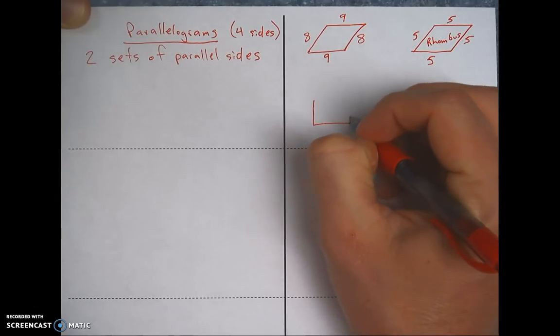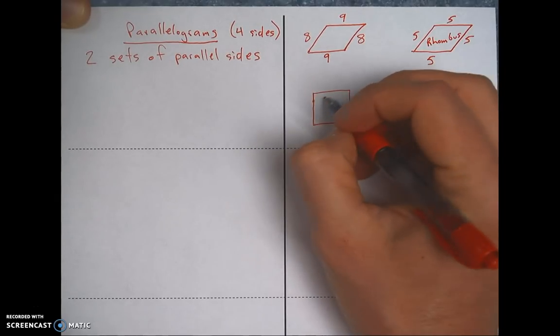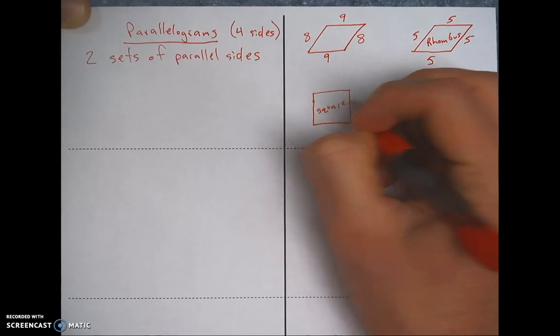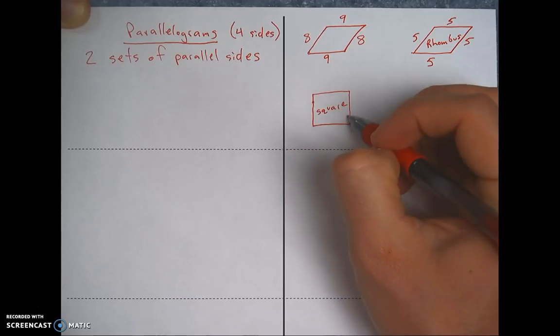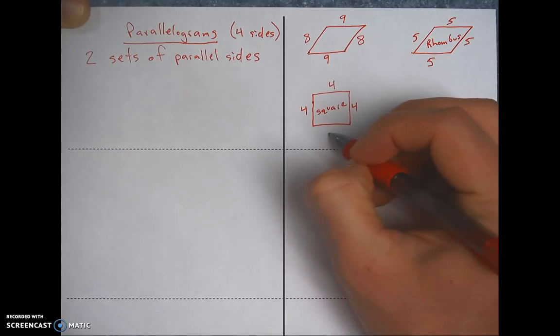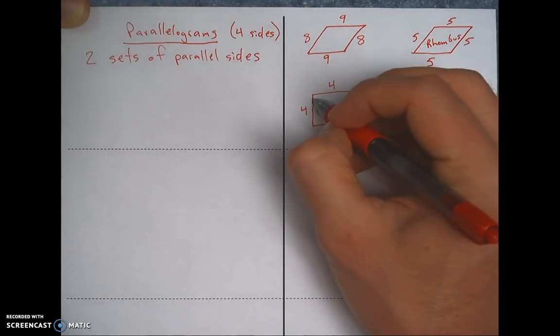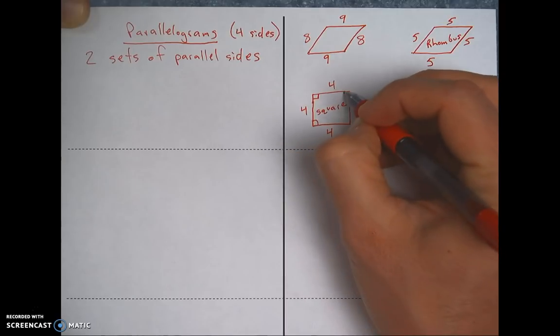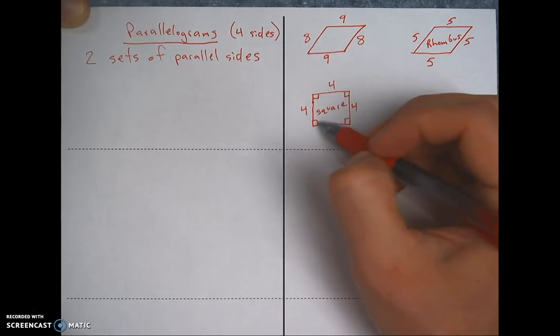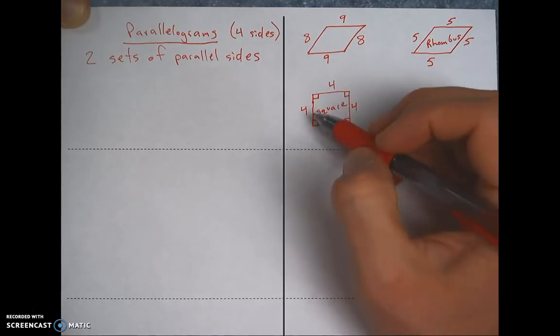Now, you can have a square. A square is a parallelogram because if you look at it, opposite sides are parallel, opposite sides are parallel. So if this is a square, all sides are the same. Still counts as a parallelogram. You would have 4 90-degree angles. When they're tilted like this, these are not 90. But in a square, all 4 angles are 90. All 4 sides are the same.